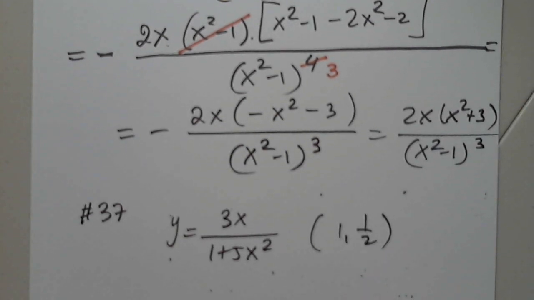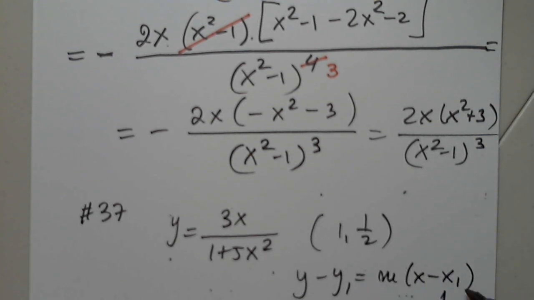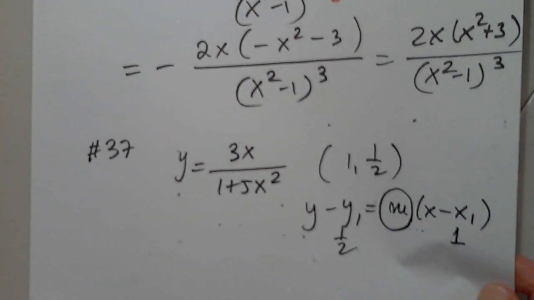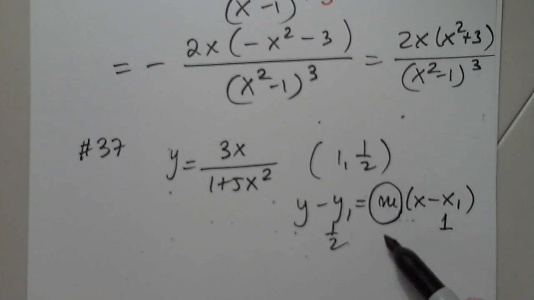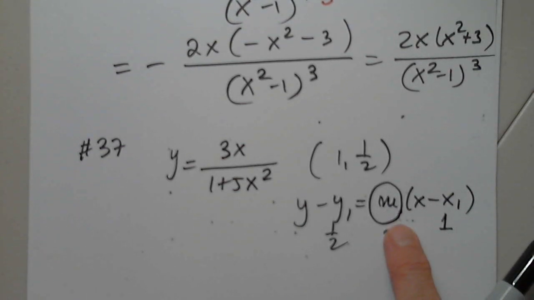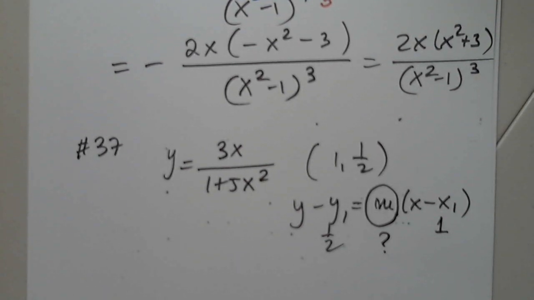So not a big deal with the tangent, because y minus y1 equals the slope times x minus x1, where I know that x1 is 1 and y1 is 1/2, and I need to determine the slope. And we know how to determine the slope. Anyone refresh our memory, please? How do I determine the slope of the tangent line? We did something like this a few minutes ago, maybe half an hour ago. How do we determine this number?